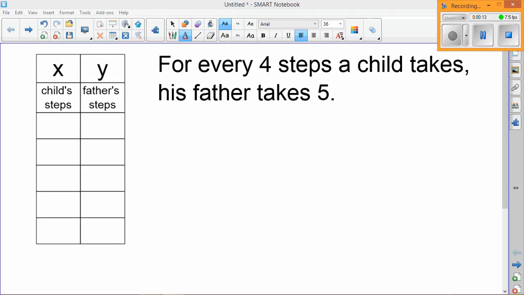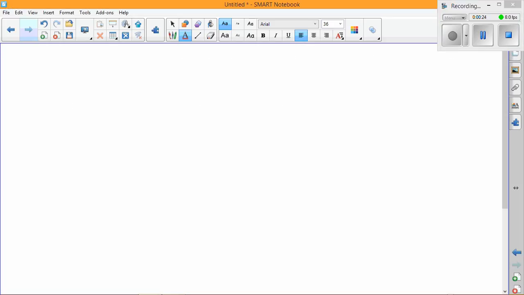In Lesson 9, we talk about ratio tables. Ratio tables are basically taking the equivalent ratios and writing them into a table. So let's take an aside here for a minute, and let's talk about equivalent ratios.